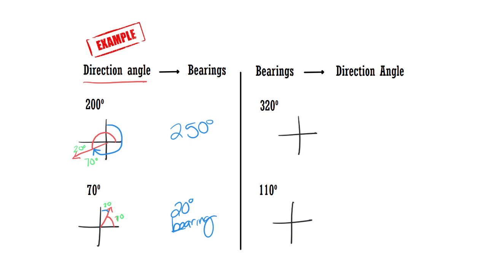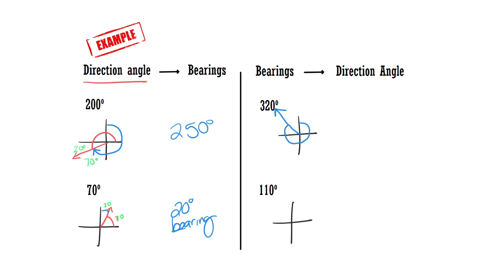Okay, now I'm going to go the other direction. So now I'm going to give you bearings, and I want you to turn those into direction angles. This one is a bearing of 320 degrees. When you're drawing the bearing, you start due north and you start going this way. Well, there's 90, 180, 270. I'm up here somewhere. I'm at 320.